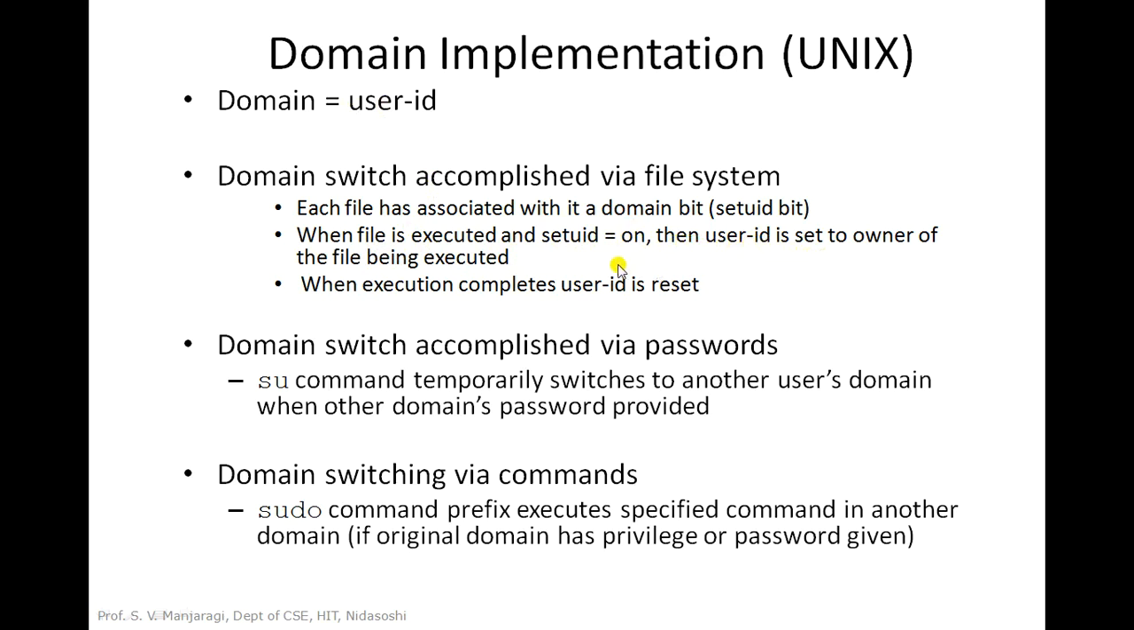If you want to execute a file, then the user or the process must have the execute permission. We know that the owner of the file will have all the permissions like read, write and execute. So whenever a process wants to execute a file, its domain bit will be set to on. Then the user ID is set to the owner of the file that is being executed. And whenever the execution completes, the UID will be reset; it is made off.